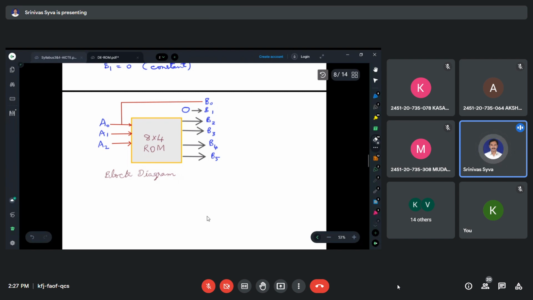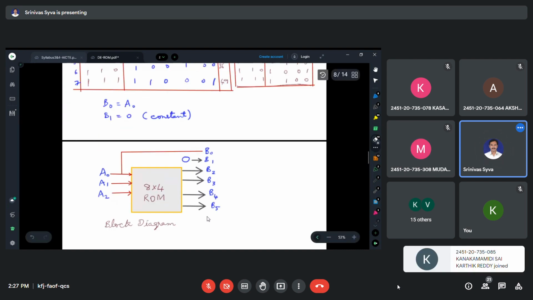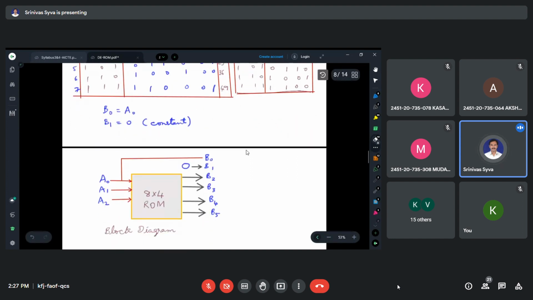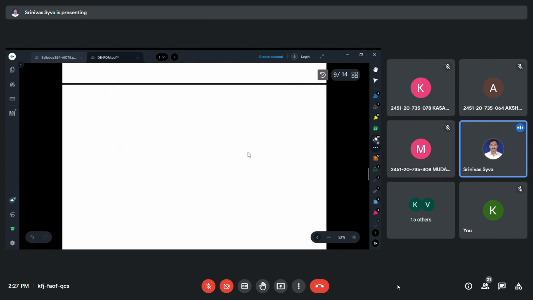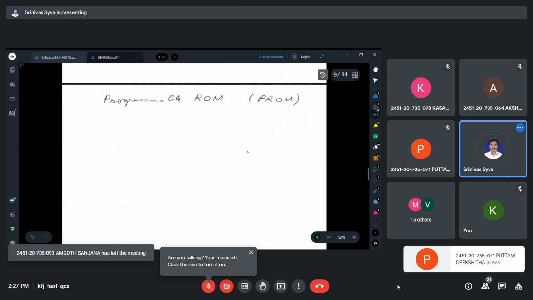Next, another programmable logic, programmable array logic, we will see. This ROM, we have different types of ROMs available actually. One is programmable ROM. This is PROM.